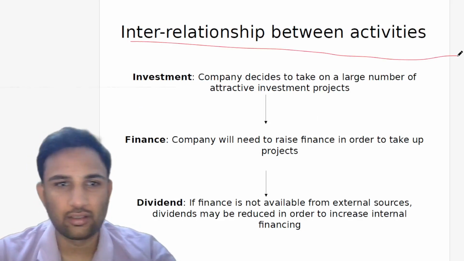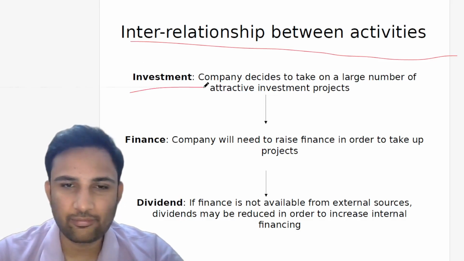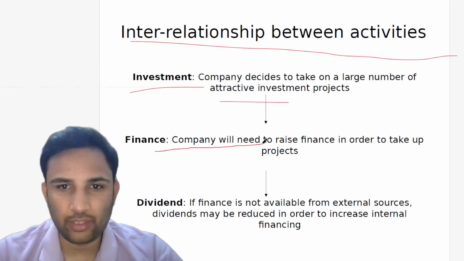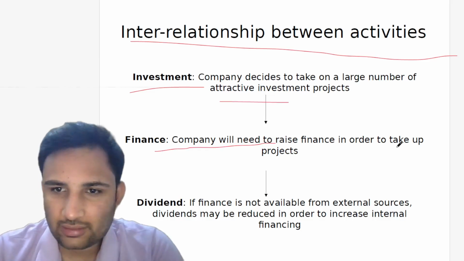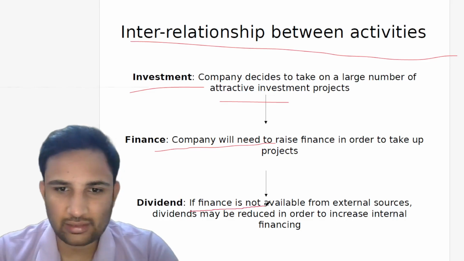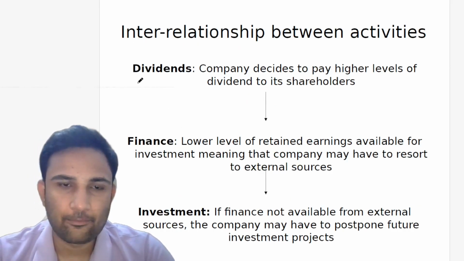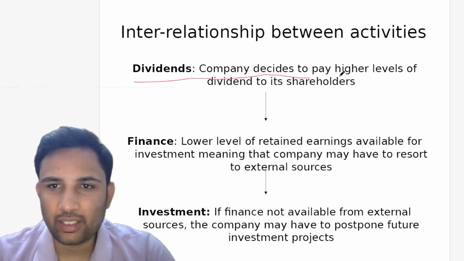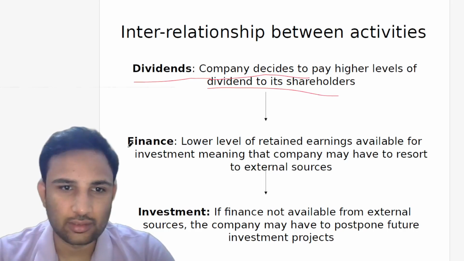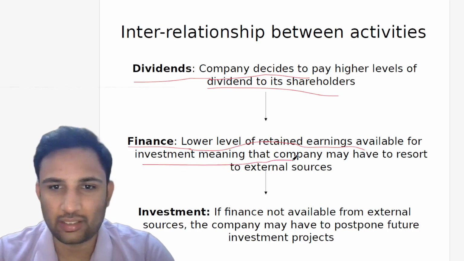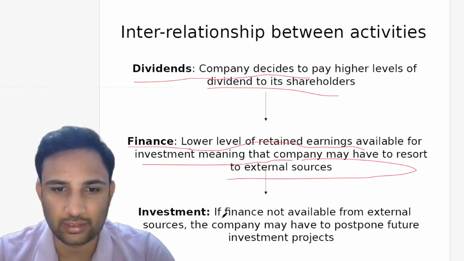Interrelationship between activities. Take investment first. The company decides to take on a large number of attractive investment projects. Company will need to raise finance in order to take up projects. If finance is not available from external sources, dividends may be reduced in order to increase internal financing. If company decides to pay higher levels of dividend to its shareholders, then on the finance side, lower level of retained earnings available for investment, meaning that company may have to resort to external sources.